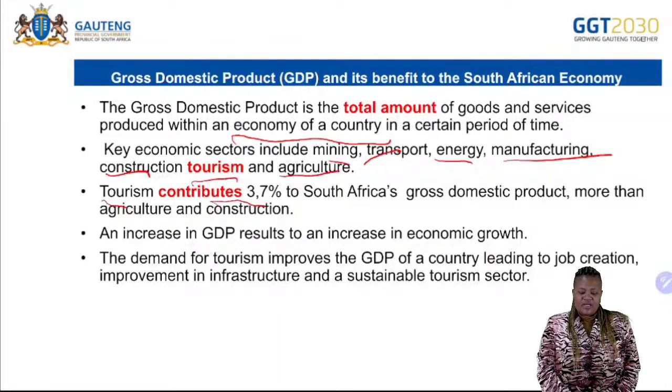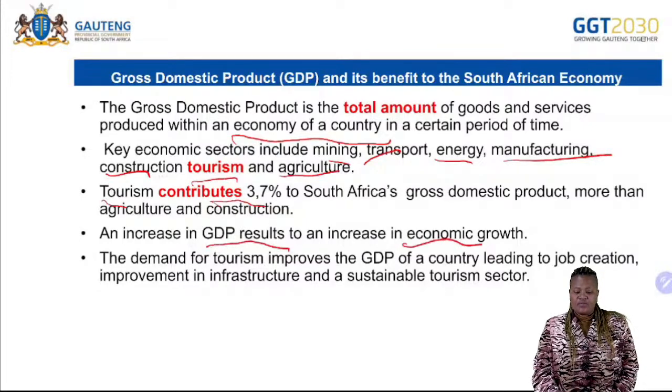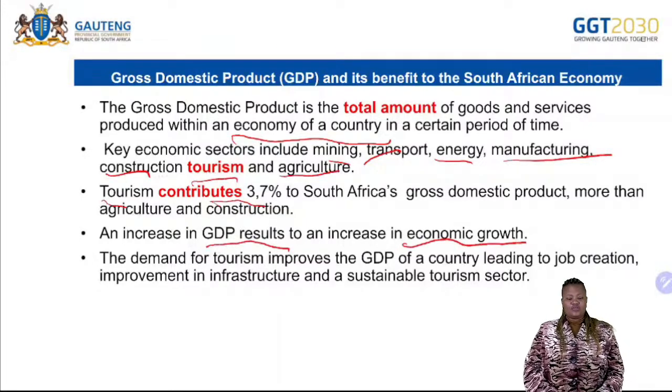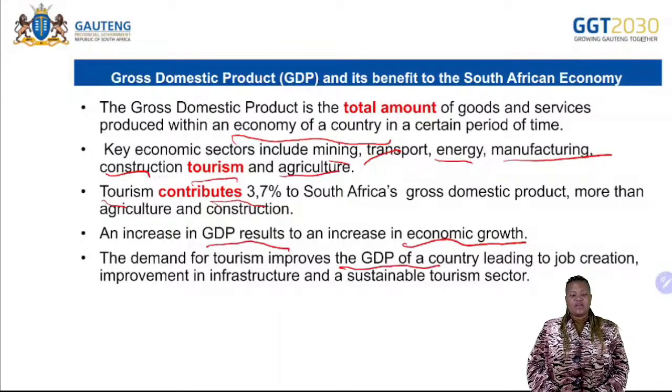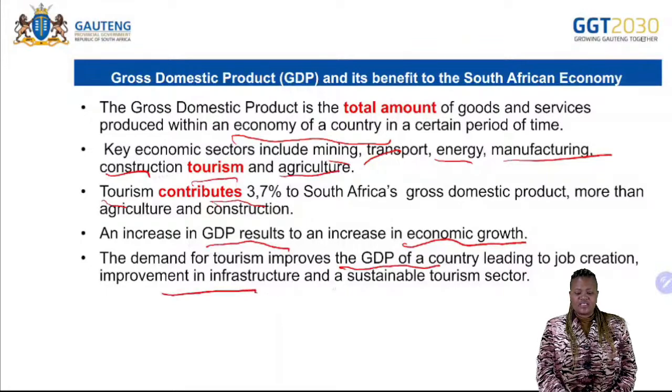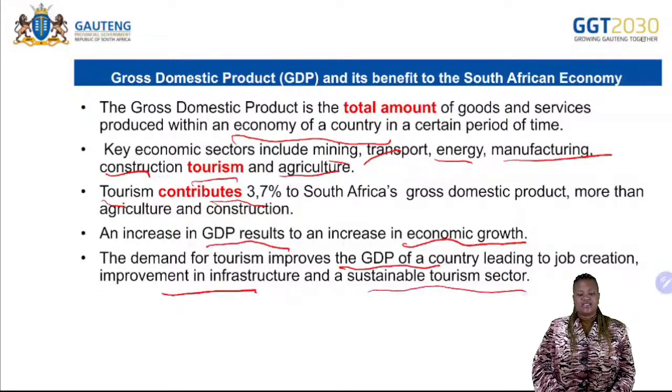The increase in GDP results in an increase in economic growth. The demand for tourism improves the GDP of a country, leading to job creation, improvements in infrastructure and a sustainable tourism sector.